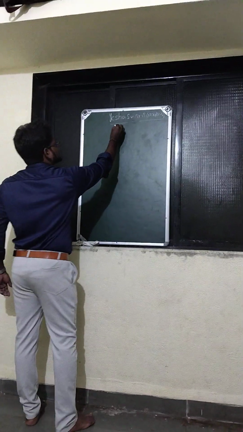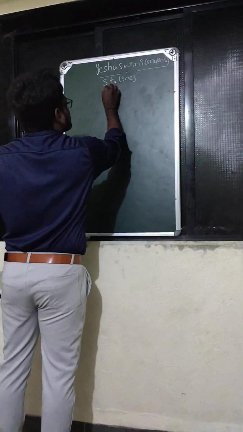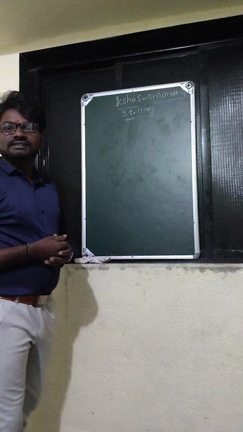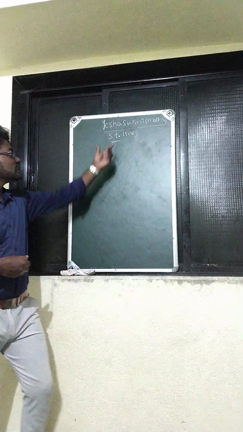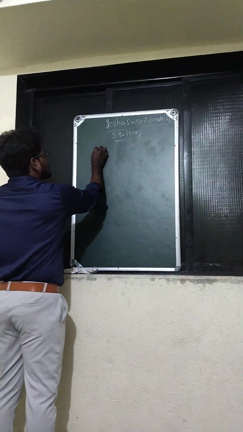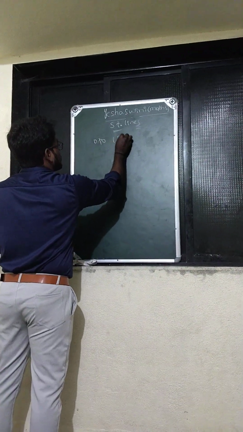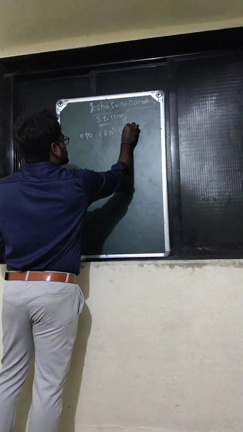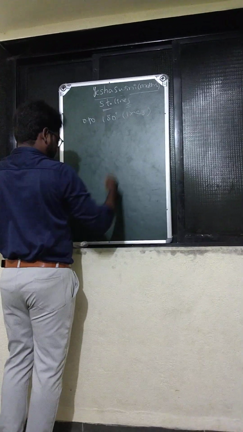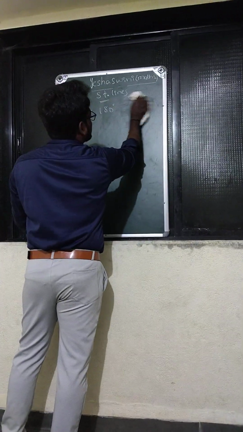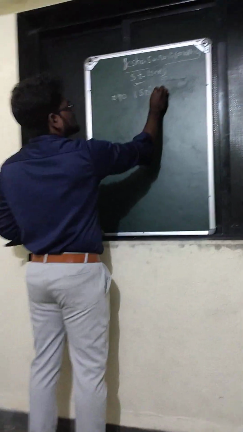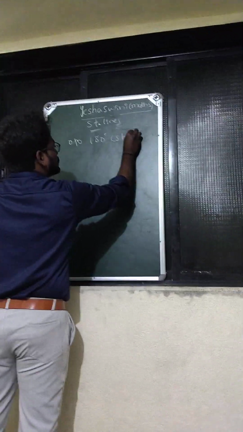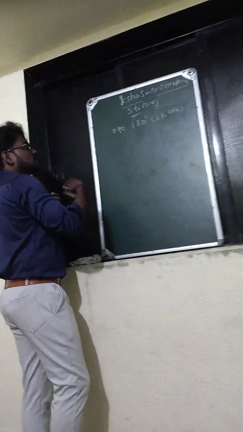Sight lines. What is a sight line? What are sight lines? Lines from 0 to 180 degrees are straight lines. And what is a straight line?